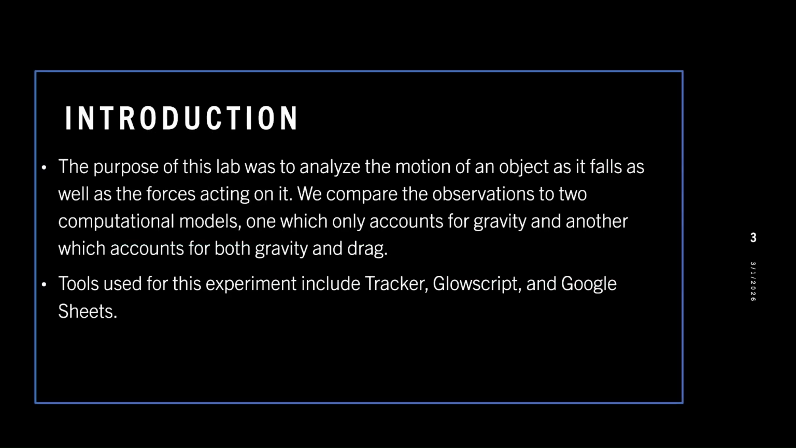So the purpose of this lab was to analyze the motion of an object as it falls with all the forces acting on it. We compared the observations of two computational models, one which only accounts for gravity, and another which accounts for both gravity and drag force. The tools used during this experiment were Tracker to analyze the portion of the video, GlowScript to create two computational models, and Google Sheets to compare the data of the three.